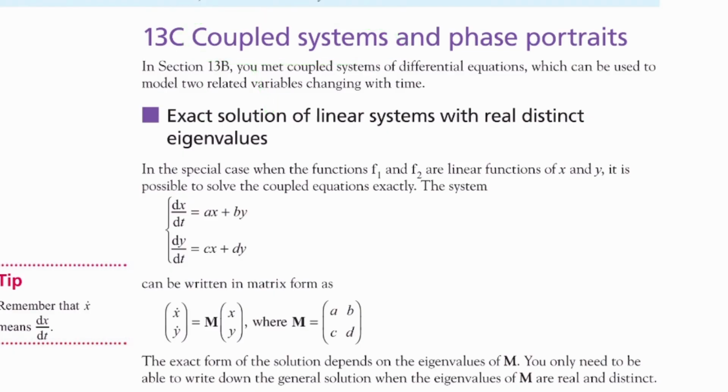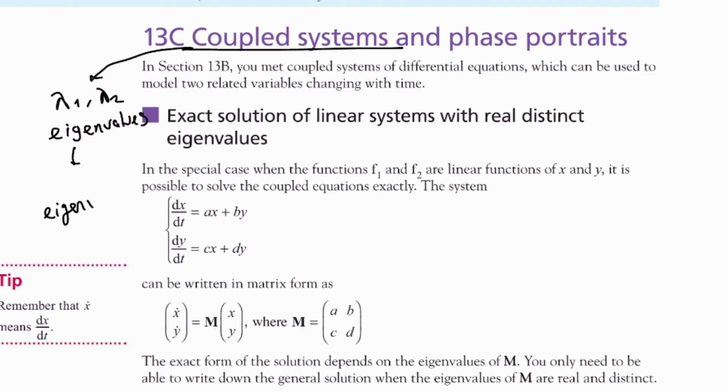To use this method, we need two things. We need our lambdas, which are eigenvalues, and we need our eigenvectors. You already know how to find these from the other topic, matrices and vectors. So if we know these two things, we're going to find the general solution.